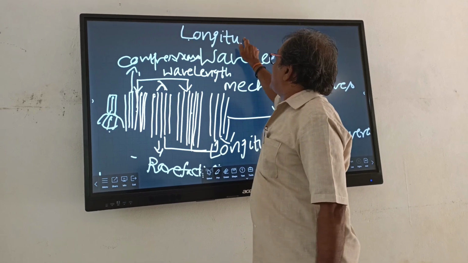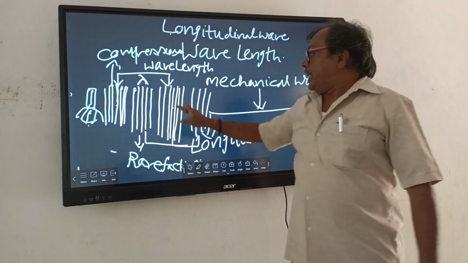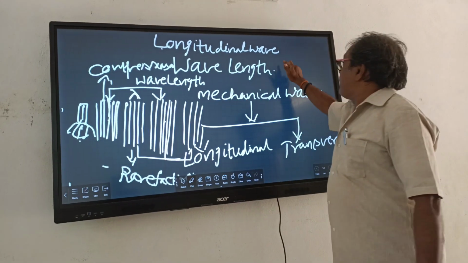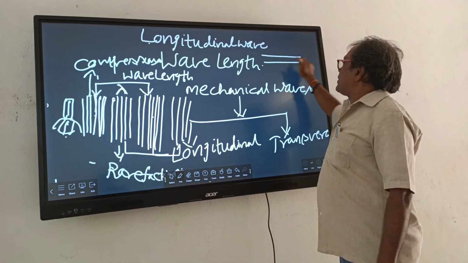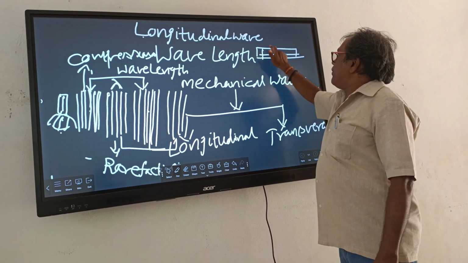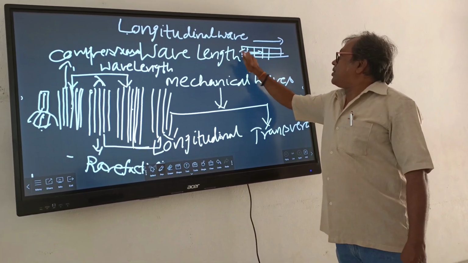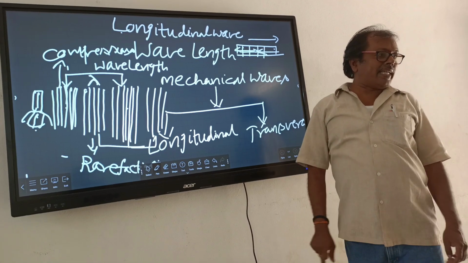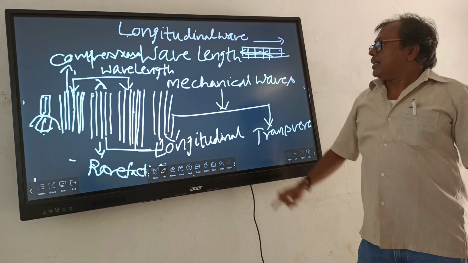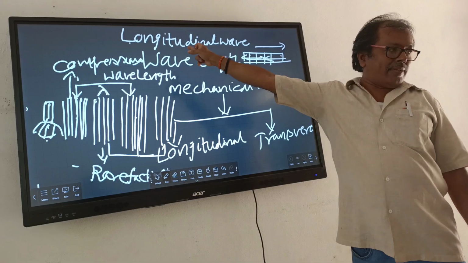So let us try to understand what is meant by a longitudinal wave. If the direction of the propagation of the wave is parallel to the direction of the vibration of the particles, it is called a longitudinal wave. For example, the wave moves in this direction. Particles also vibrate to and fro in this direction. Therefore, this wave is called a longitudinal wave. The particles of the wave vibrate parallel to the direction of the propagation of the wave.